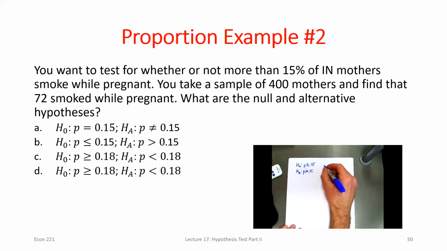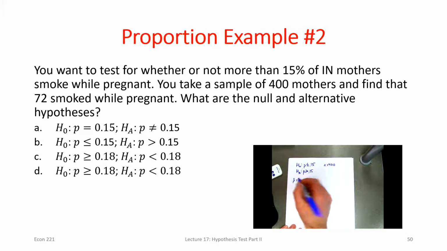Now here, I've got my sample size is 400, but maybe a little bit trickier. What's my sample proportion? So I'm not directly given it here, but if I wanted the sample proportion of Indiana mothers who smoked while pregnant, and I found 72 of the 400 mothers in my sample smoked while pregnant, what would I do there?